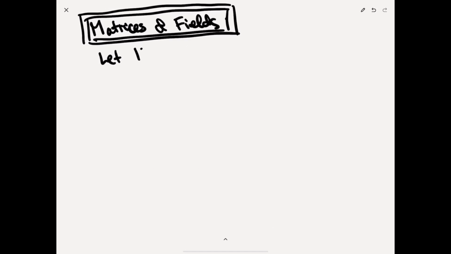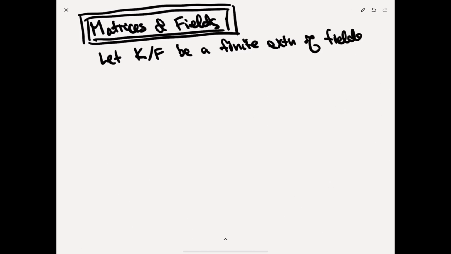So let K over F be a finite extension of fields. So what does this mean? This means that this is a finite dimensional vector space. So K is a finite dimensional F vector space. So K is a finite dimensional F vector space.